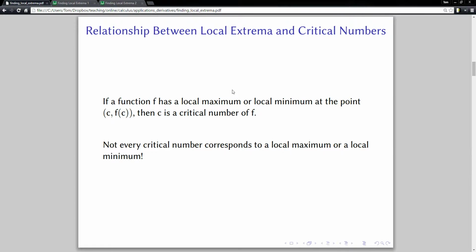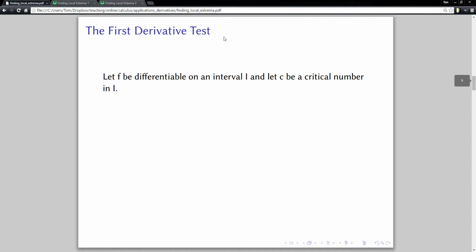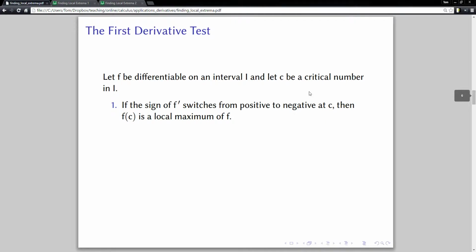And so that observation is usually what's called the first derivative test. In the first derivative test, we have some differentiable function f on some interval I, and we have a critical number c of f in that interval. If the sign of the derivative switches from positive to negative at c, then f of c is a local maximum. If the derivative is positive, that means the original function is increasing, going up, and then the derivative switches to negative.